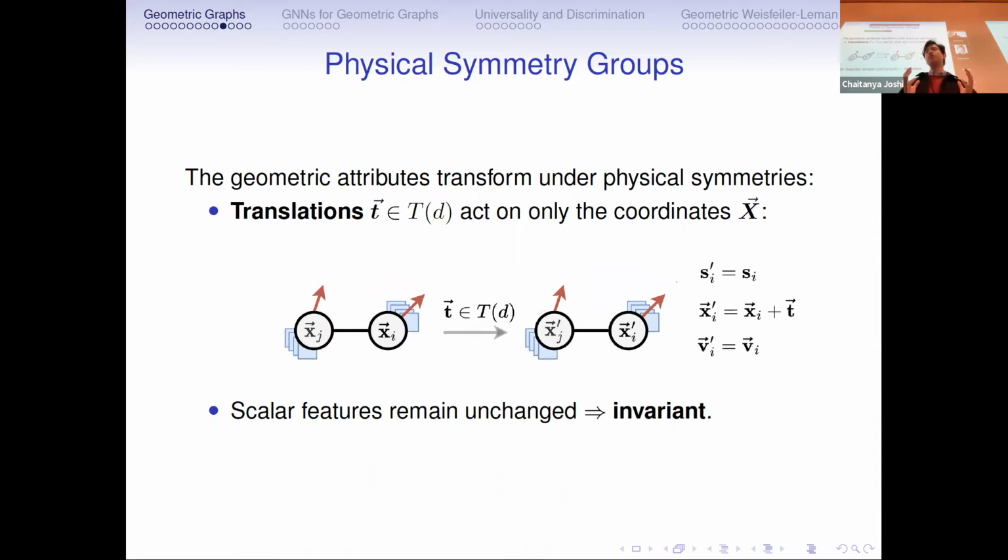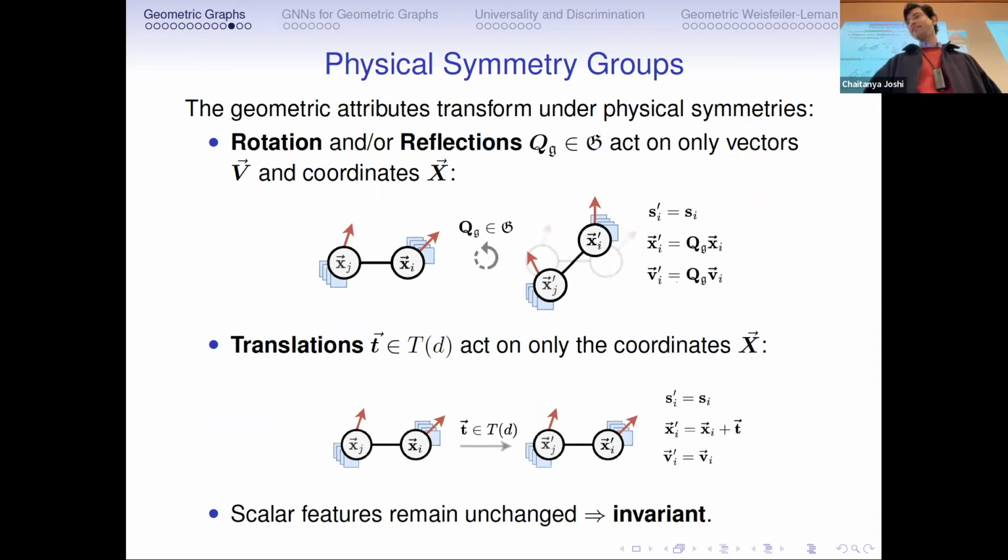Similarly, you could also translate all your nodes, and your coordinates would translate. Importantly, your vector features don't translate because these are always relative to your node. So there's just one small distinction between coordinates and other general vector features. But that's the setup. We have these geometric graphs. These have 3 types of features, and what makes them super interesting is that you have symmetries acting on them.